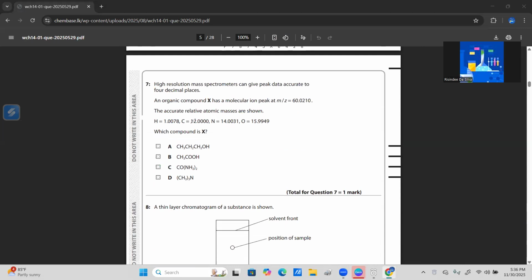Hi, this is very easy. They have given this peak, which compound is X. So if I take the first one, the molecular formula is C3H8O. You can find it easily.